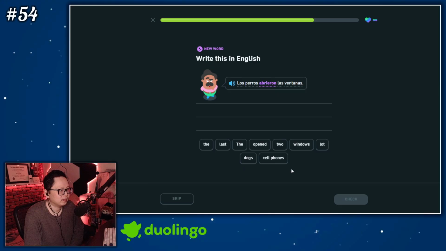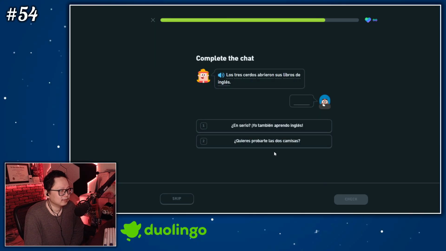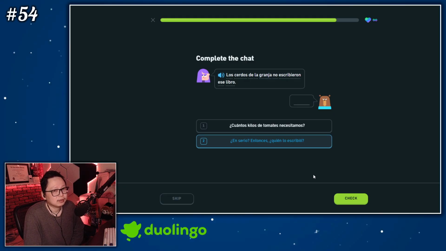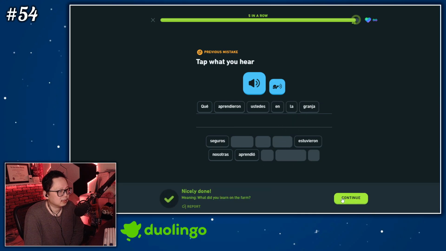Los perros abrieron las ventanas. Alright. Los 3 cerdos abrieron sus libros de inglés. ¿En serio? Yo también aprendo inglés. Are you a dog or a cat at this point? Los cerdos de la granja no escribieron ese libro. I wouldn't be surprised. I would be. ¿En serio? Entonces, ¿quién lo escribió? Perhaps un hombre or una mujer? ¿Qué aprendieron ustedes en la granja?